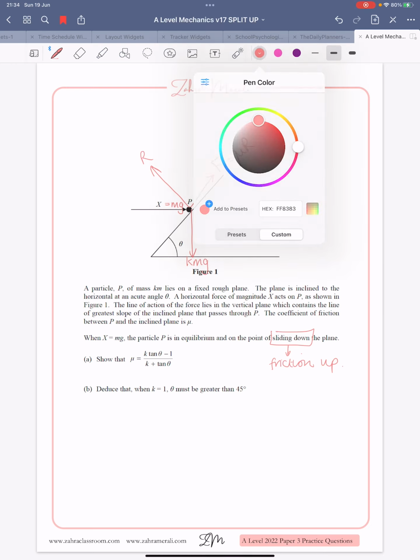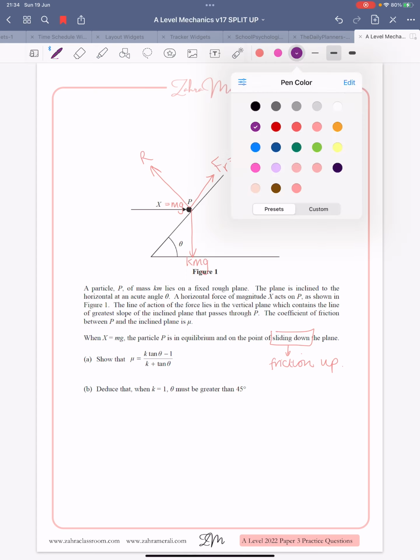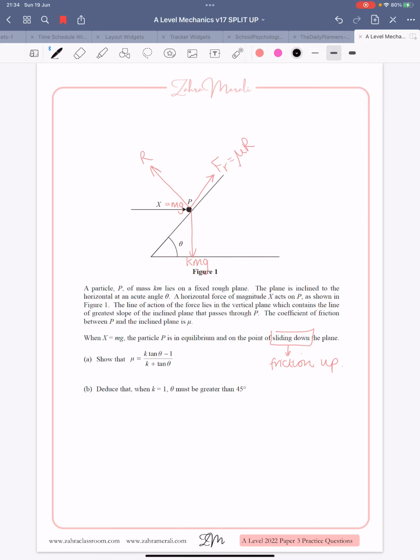If we take the x, we can resolve it that way and that way. We've got an alternate angle there, so if that's theta, that's also theta. So we're going to have mg sine theta, because x is mg, and mg cos theta. We're going to resolve this force. This is theta.